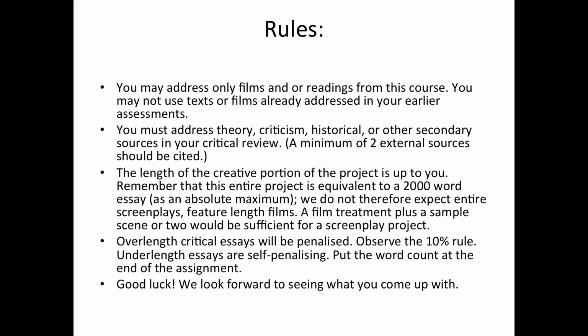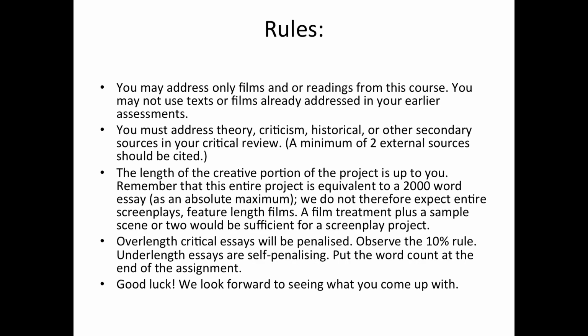Now, the length of the creative portion, the project is up to you. What I'm thinking about, it's really 2,000 words all up. So what I'm saying, therefore, is just use samples or excerpts or just scenes from the creative work. So if you're writing a screenplay, just give me a couple of scenes of that, or make it a really short screenplay. Or if you're writing a short story, just give me a few examples of that.